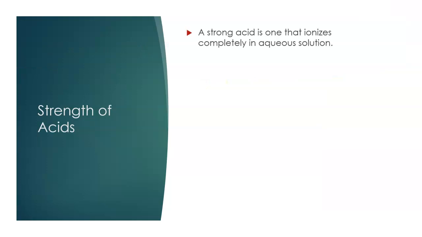The strength of acids is based upon how much they ionize. So a strong acid is one that ionizes completely in an aqueous solution, like we saw with hydroiodic acid. A strong acid is a strong electrolyte, which means that it could strongly conduct electricity. HClO4, which is perchloric acid, HCl, hydrochloric acid, and HNO3, which is nitric acid, are all examples of strong acids. They completely ionize or break apart when placed into water.